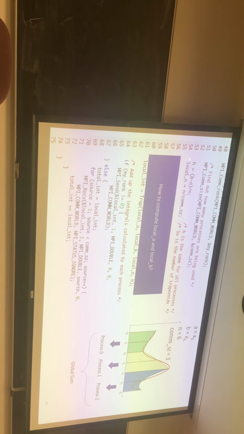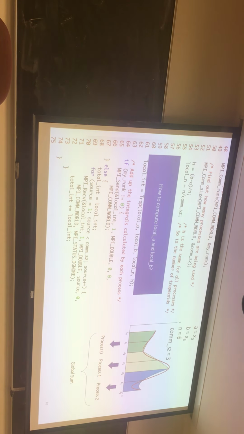Also, let's calculate a few things. We have A here, that's x0. B is x6 here, that's B. Then in total, we have 6 trapezoids, that's N equal to 6: 1, 2, 3, 4, 5, 6. Then you can also calculate the width h here, that's B minus A divided by N.